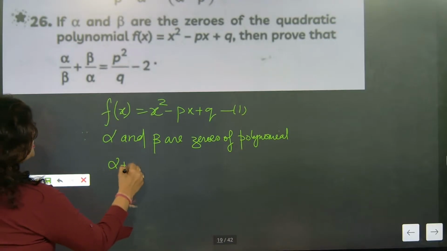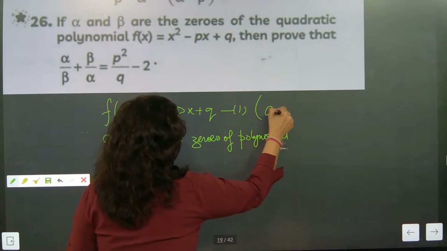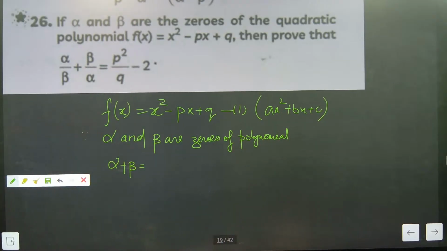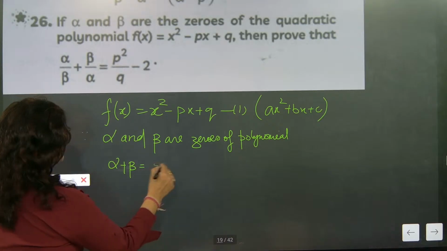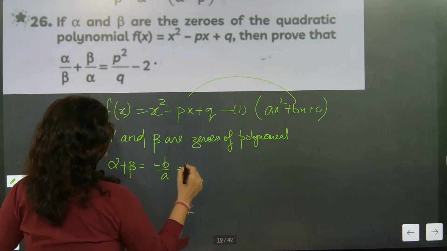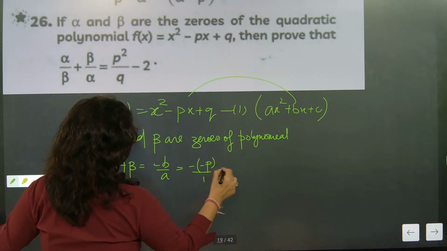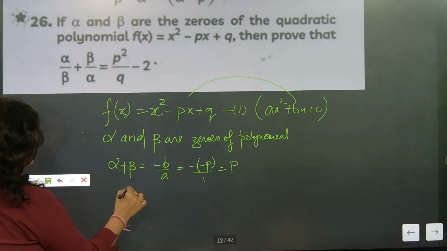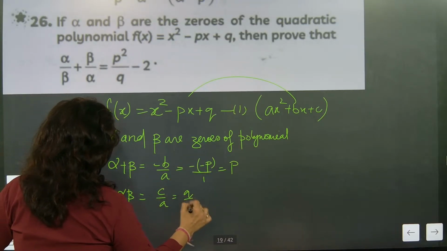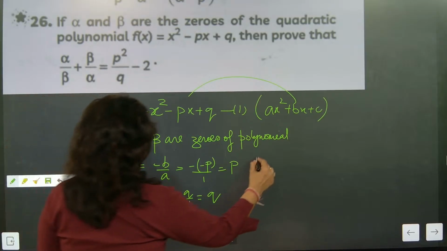Now alpha plus beta is equal to... as a topper, if I write, I will not make any mistake. I am comparing it with ax square plus bx plus c. So here it will become minus b by a. And what is b? If I compare, b is equal to minus b. So minus of minus b by 1 will become p. And alpha into beta is equal to c by 1, and that is q by 1, that is q. Once my work is done, I will go to the next step.